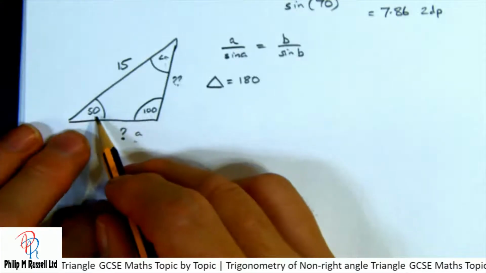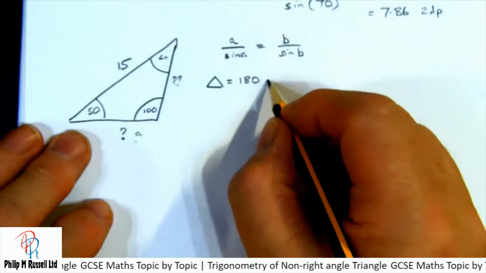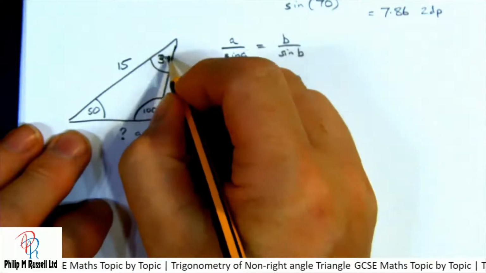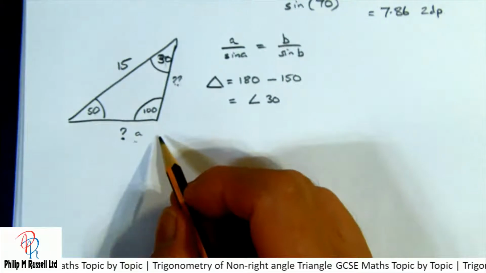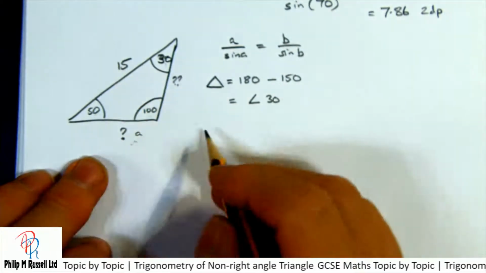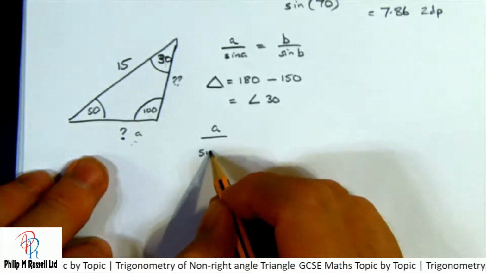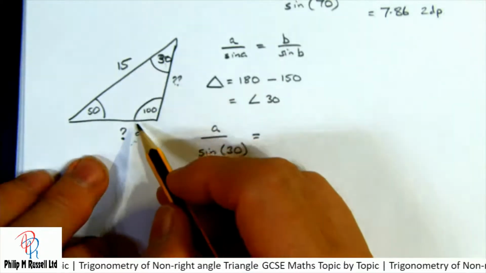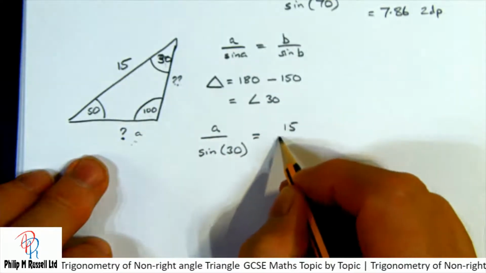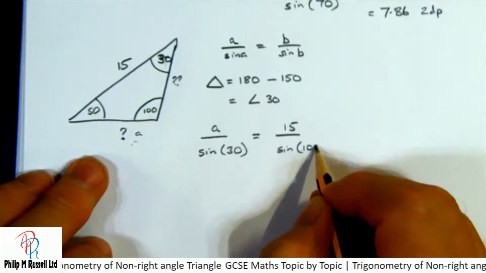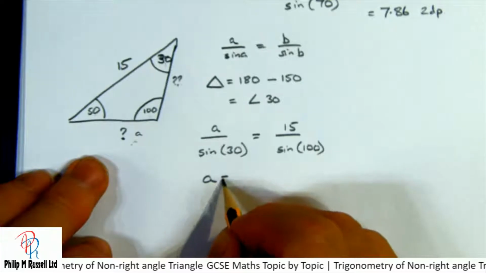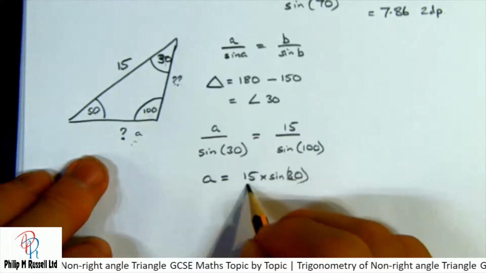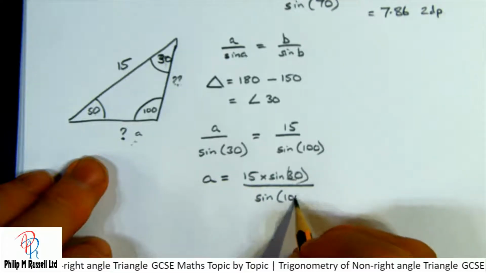And if this is then 50 and 100, then my angle here is going to be 30 degrees. And now we can do something, because we have my side that I'm trying to find, A, over the sine of 30 equals B, which is in this case 15, over the sine of 100. Rearrange this formula. A equals 15 times the sine of 30, all divided by the sine of 100.